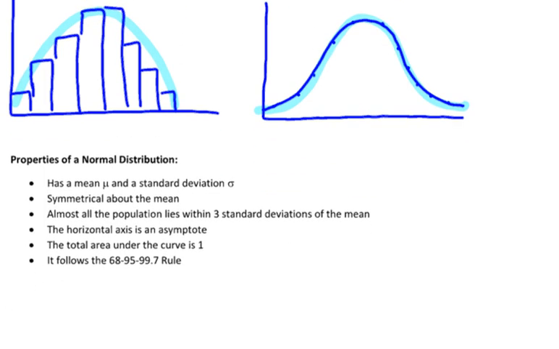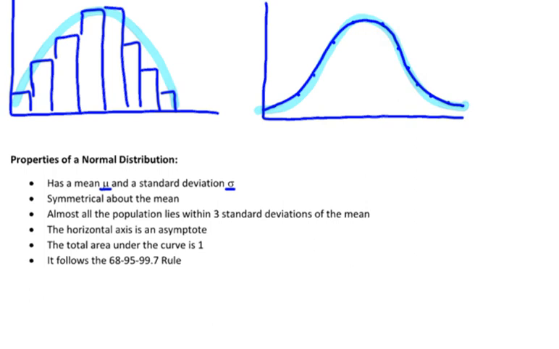Properties of normal distribution graph means that it has a mean, that symbol that we saw when we were using standard deviation here, and a standard deviation, which is here. So we have the mean, which is going to be the middle of our graph, and we're going to have standard deviations on both sides. A normal distribution graph is symmetrical about the mean. So about the middle, if I drew a line in the middle, it's going to look the same on both sides. It's symmetrical. Almost all the population lies within 3 standard deviations of the mean, and that will make more sense once we draw a diagram of what that looks like, what the standard deviations look like in a normal distribution graph.